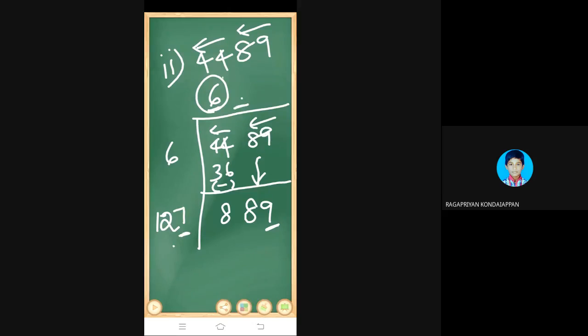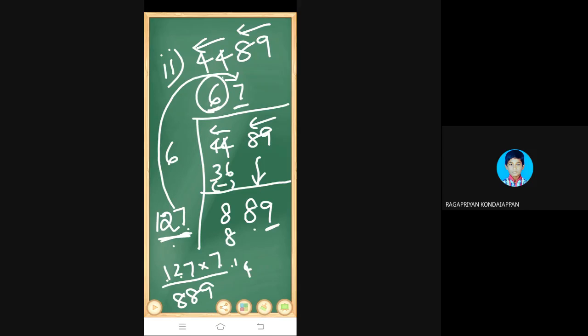So let us try with 7. 12, now this number becomes 127. When you write 7 here, here also you should write 7. Now this 127 should be multiplied with 7. Multiply and check. 127 into 7. 7 7s are 49. 7 2s are 14 plus 4, 18. Balance 1. 7 1s are 7. 7 plus 1, 8. So 889 is the answer. So the remainder is 0. Clear? So square root of 4489 is nothing but 67.